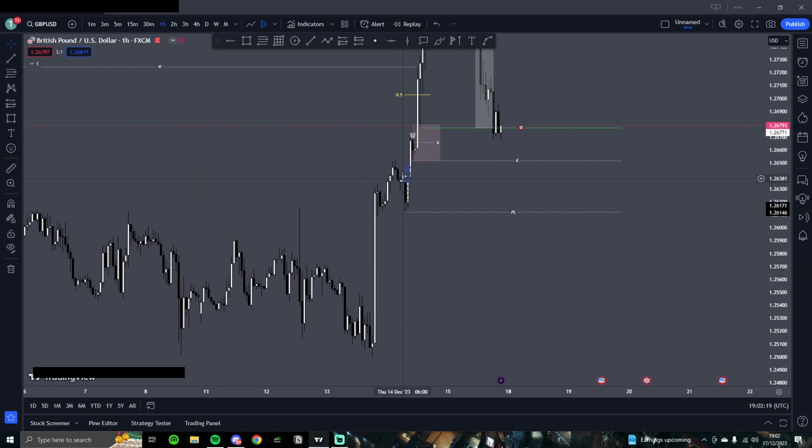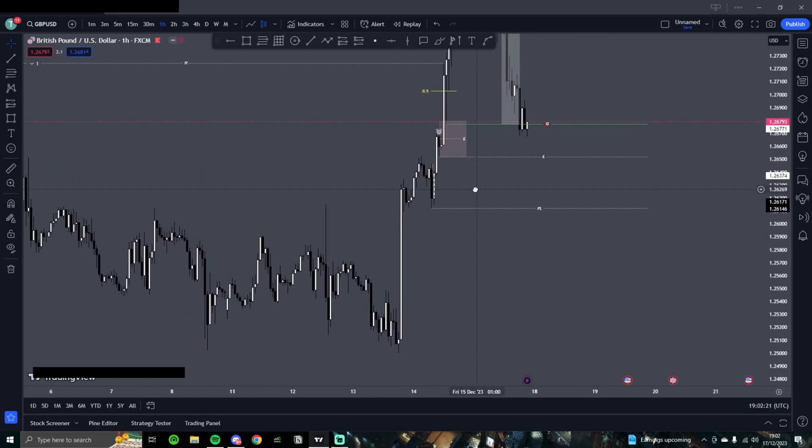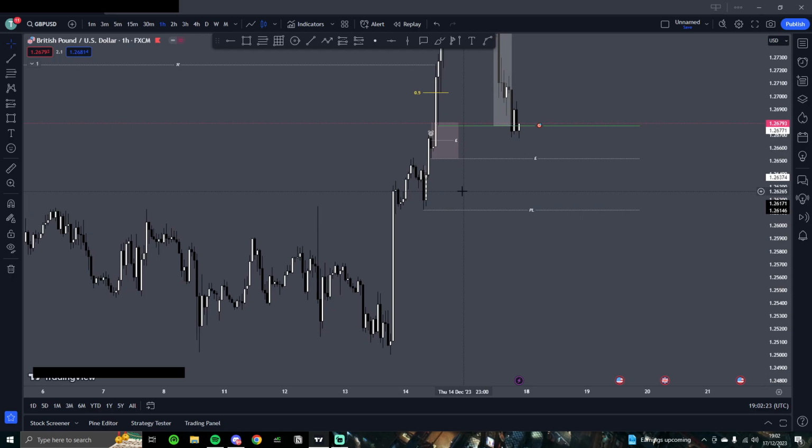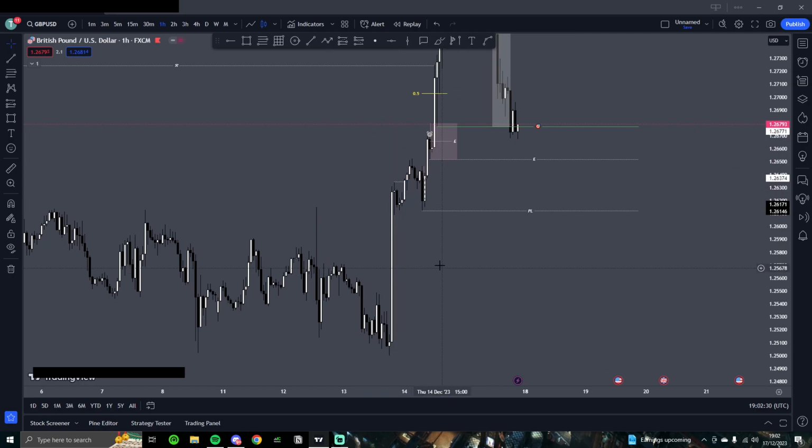This was on Thursday, obviously, and I use my 1 hour for my bias, and it's very simple. You find the most recent 1 hour break before session opens, which is this break right here, and then I'm looking at from the low to the high.